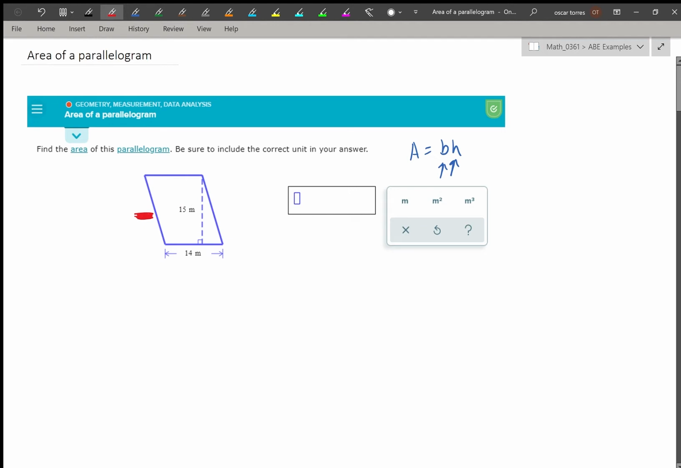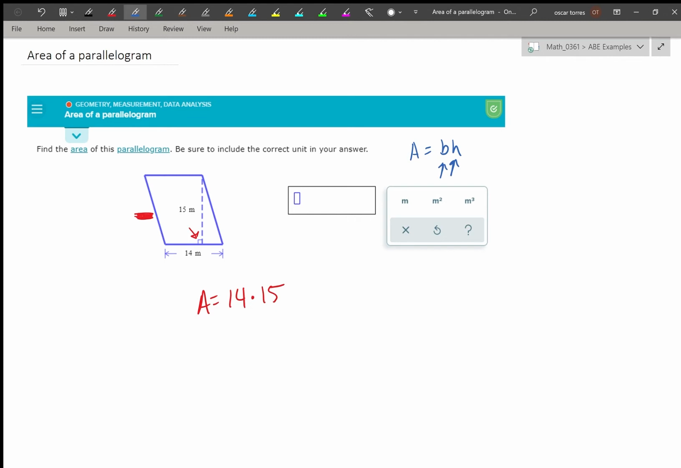So again, our area is equal to base times height. So we look for the 90-degree angle, and that tells us what our base is and what our height is. They're the two lines that make up this 90-degree angle. With that in mind, the area for this parallelogram will be our base, which in this case is this bottom value of 14, times the height of 15.